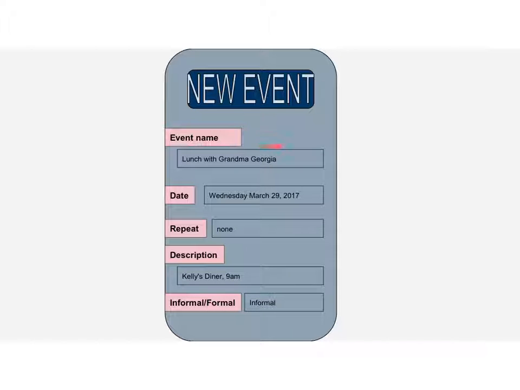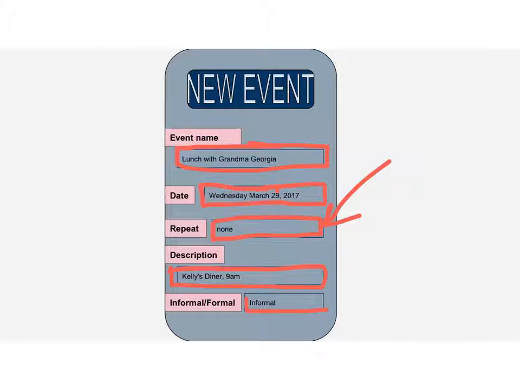This is where you would import a new event. So if you click on that plus sign, here's where you type in what the event is, the date, Wednesday, March 29th, whether it's going to repeat every Wednesday. No, obviously lunch with grandma is not going to repeat. The description of the event looks like it's happening at Kelly's Diner at 9 a.m. and this is an informal event.